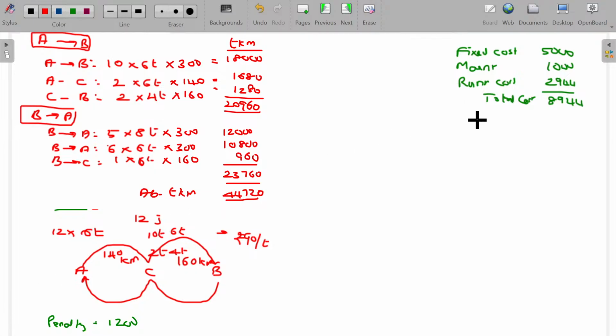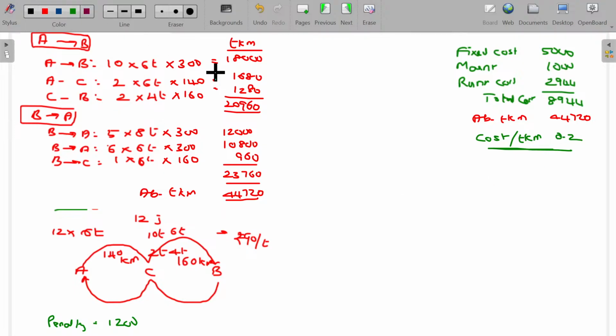Now find out the cost per absolute ton kilometer. Cost divided by absolute ton kilometers, 0.2.